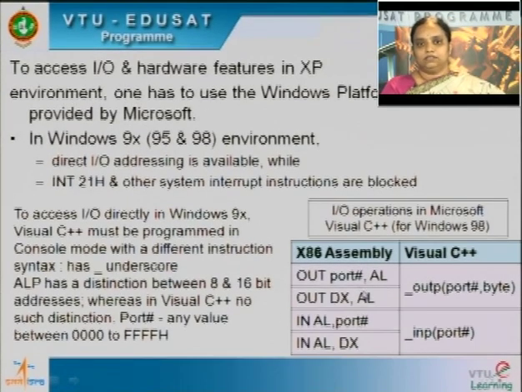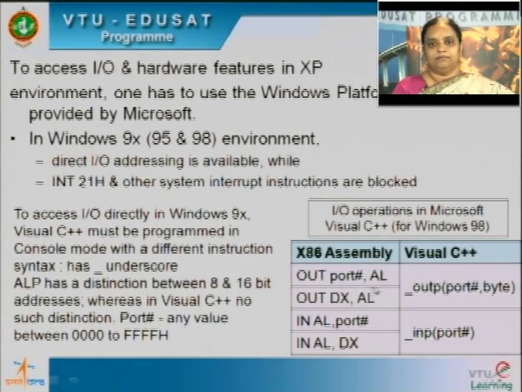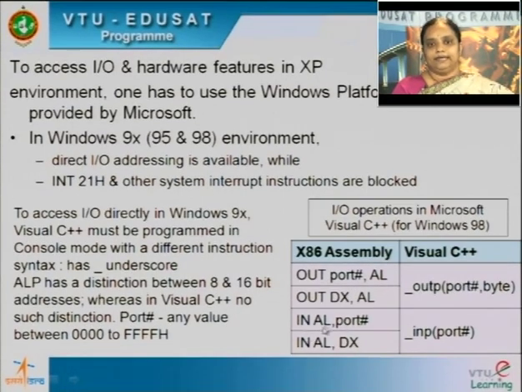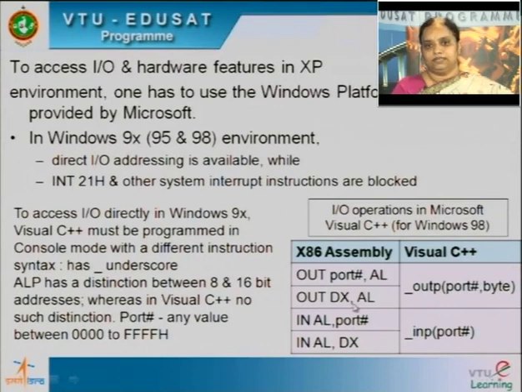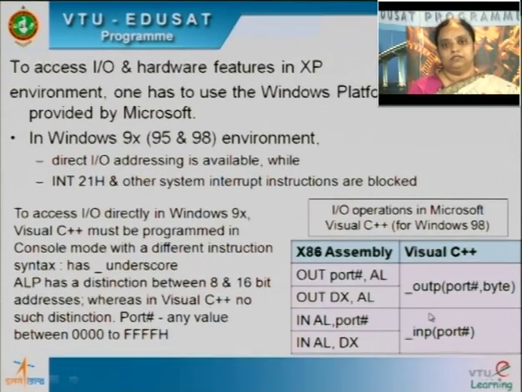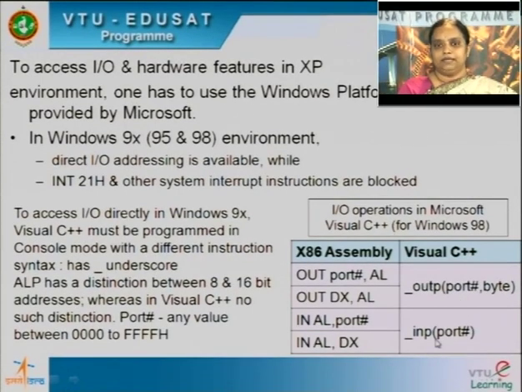So coming back to the differences, in 8086 assembly language programming, if you do it on the DOS platform, we have OUT port number, that's your 8-bit number, comma AL, that's your direct addressing, or IN AL comma port number. And if you have a 16-bit address, we have to send it through DX, OUT DX comma AL. Whereas in Visual C++, it's only one instruction, _outp, and in the brackets you have to give the port number comma byte. This port number can be 8-bit or 16-bit. Similarly _inp and the port number, that port number can be 16-bit. So the IN and OUT instructions are given by _outp and _inp.